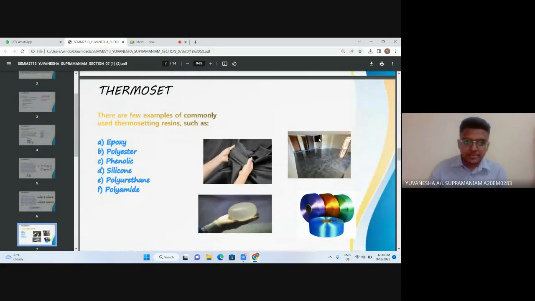There are a few examples of commonly used thermosetting resins such as epoxy, polyester, phenolic, silicone, polyurethane, and polyamide. This is the example of silicone, and this is the coating of epoxy which is used on the floor, and this is polyester, and this is polyamide, which is a nylon.